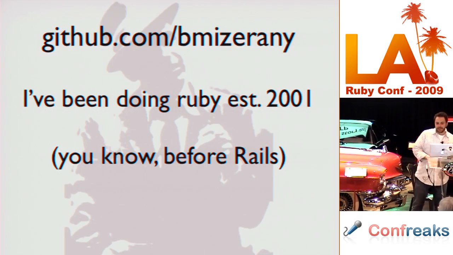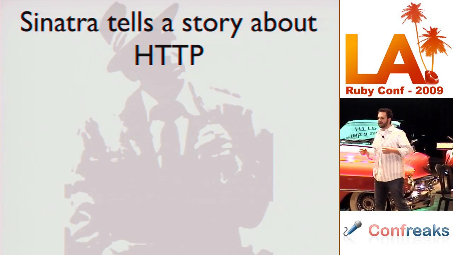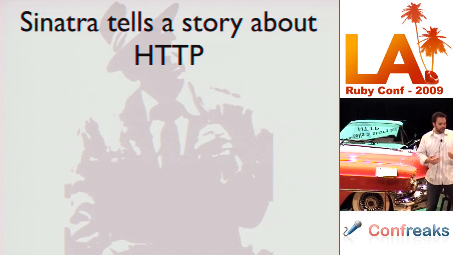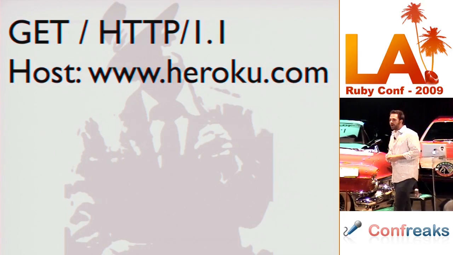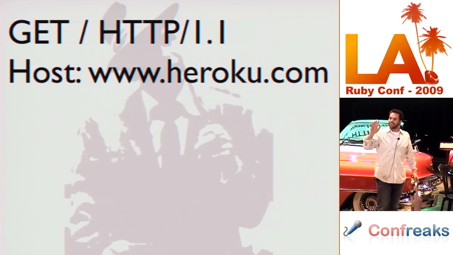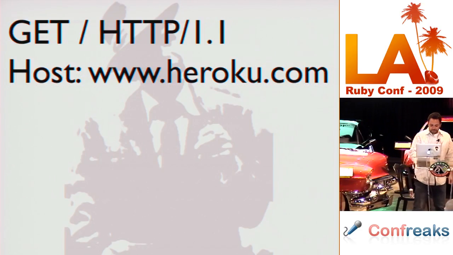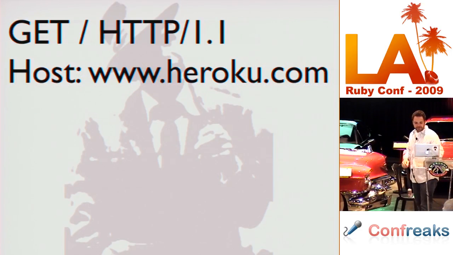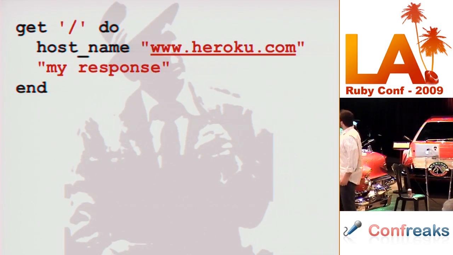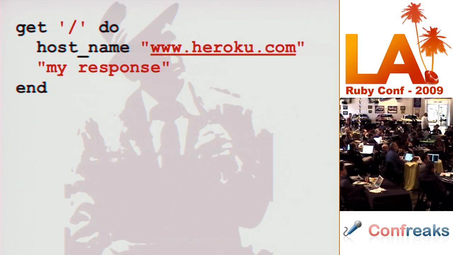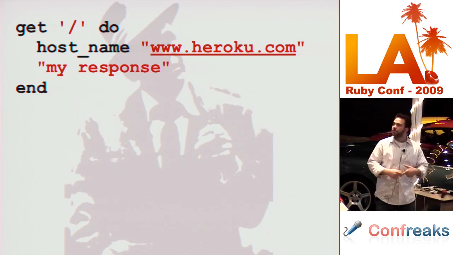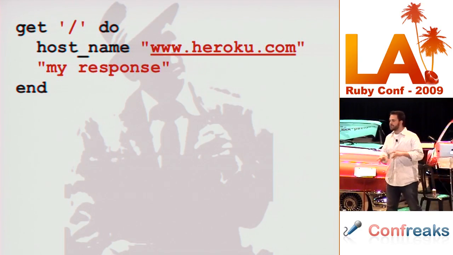What Sinatra does, and I think describes it best, is it tells a story about HTTP. When you look at HTTP, the most basic request, this is what you have, right? How many of you know that you can type that into Telnet? But if we compare that to what the exact same thing in Sinatra would look like, the response looks like that. Looks just like it, right? The only difference is that I've actually got a response in here. I'm describing exactly the response I want for what the HTTP is supposed to look like. It's very simple, very concise.